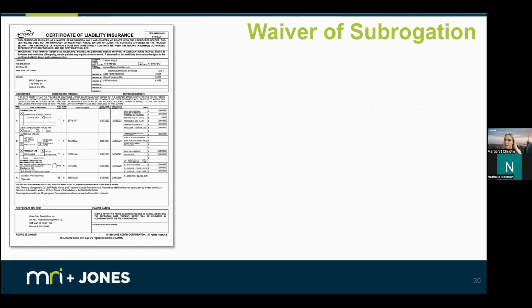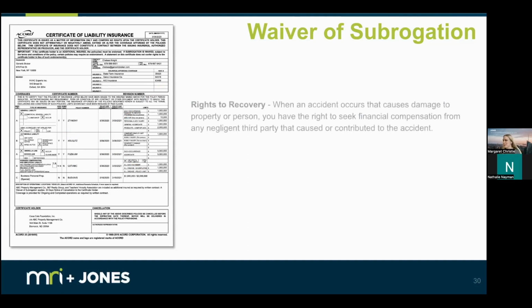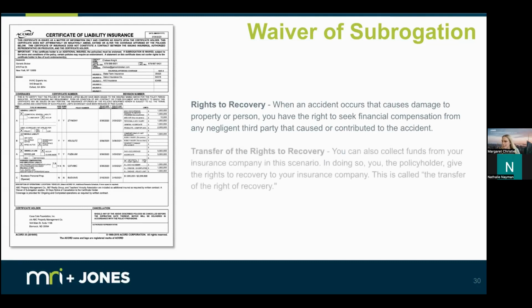What is a waiver of subrogation? You can really impress your friends who work in commercial real estate with this one because almost nobody knows what a waiver of subrogation is. So let's explain it. You have rights to recovery. So when an accident occurs, you have the right to get coverage, financial compensation for that accident from anyone who caused the accident. And I'm going to give a more concrete example of this in just a second.